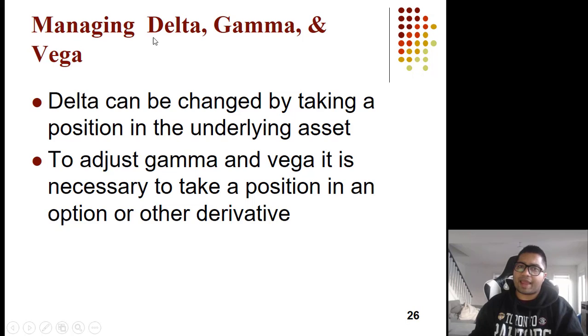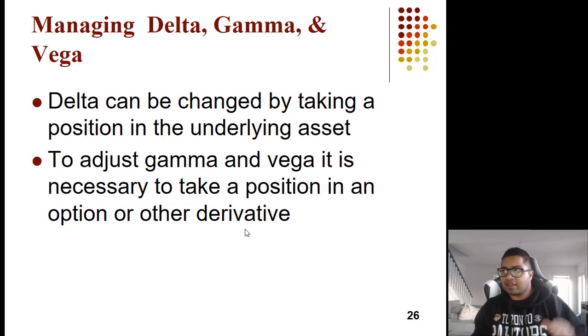Okay. Now managing delta, gamma and Vega. Delta can be changed by taking a position in the underlying asset. To adjust gamma and Vega, it is necessary to take a position in an option or other derivative. If you want to hedge against movement in the stock, if you're a call option seller, you will buy stock. If you're a put option seller, you will go short on stock. But this cannot be done if you want to hedge gamma or Vega. For that, you have to deal with options.